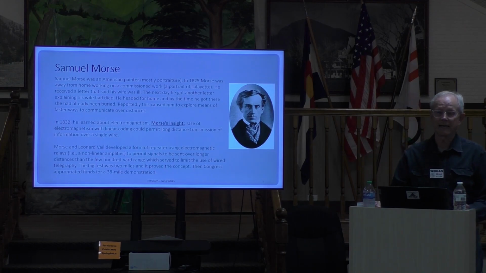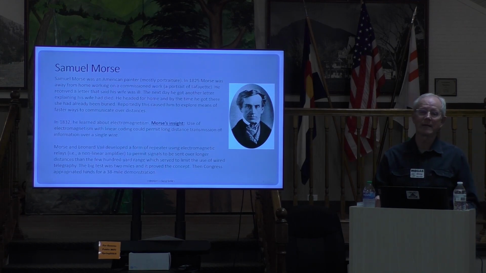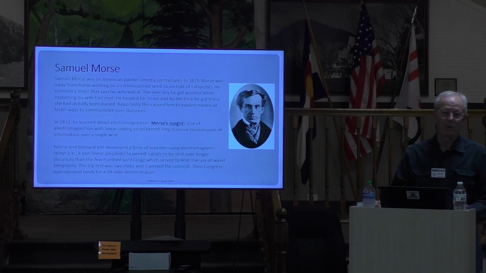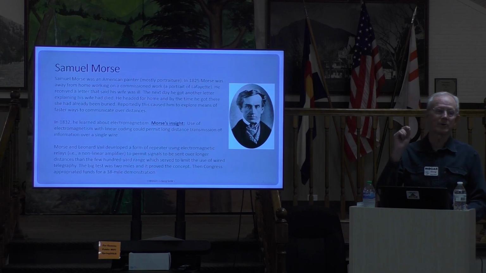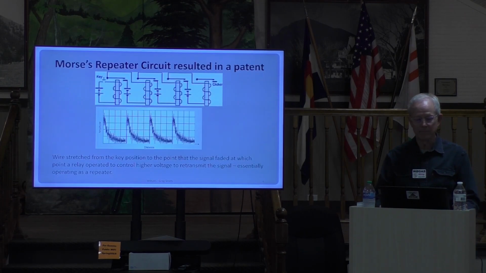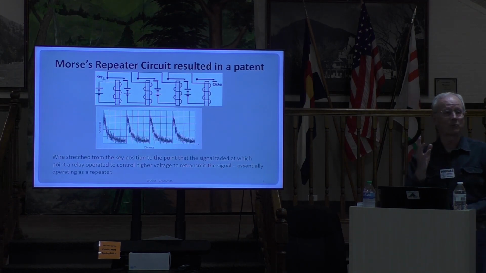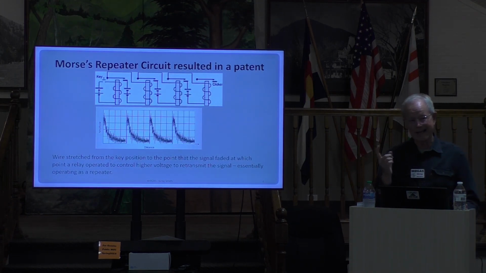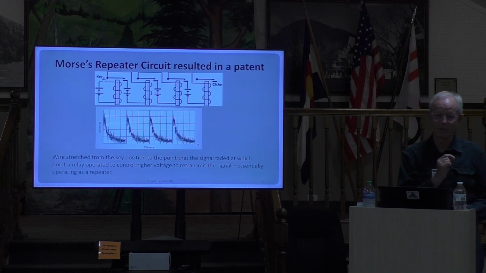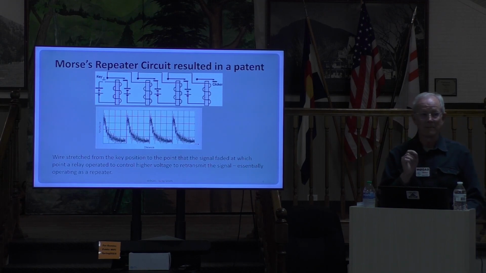So Samuel decided that what he wanted to do was create a system that would allow you to transmit messages over a greater distance faster. And so he really created two things. The second thing is Morse code, and he did that with Alfred Vail. We'll talk about that in a minute. The first thing he actually got a patent on, and that is kind of a repeater system.